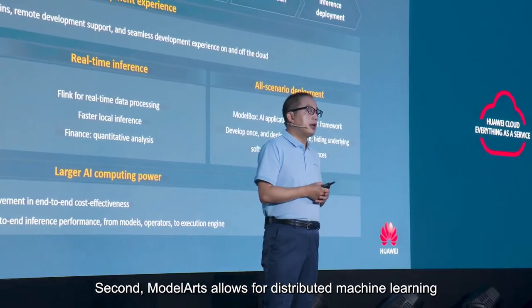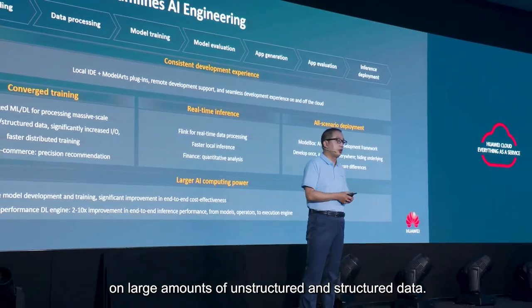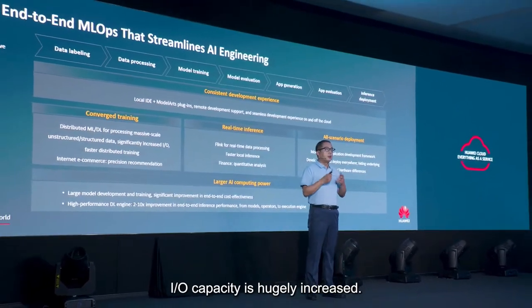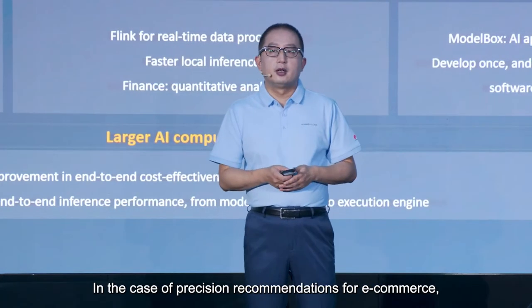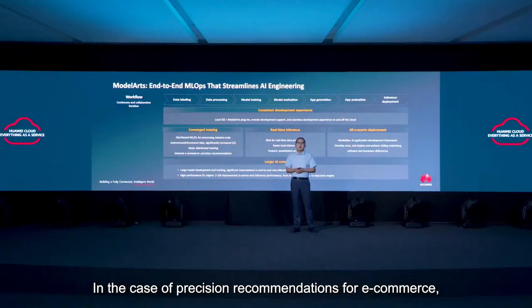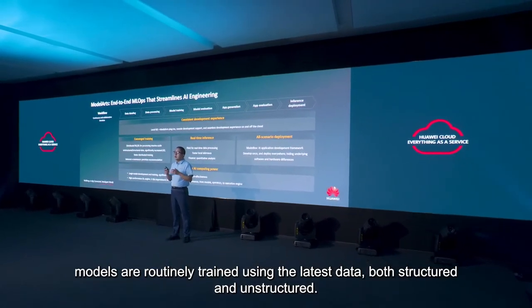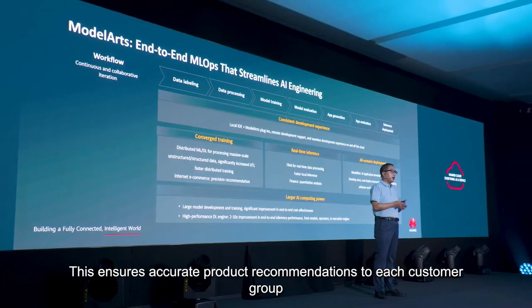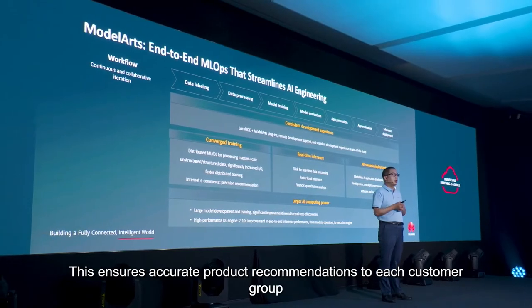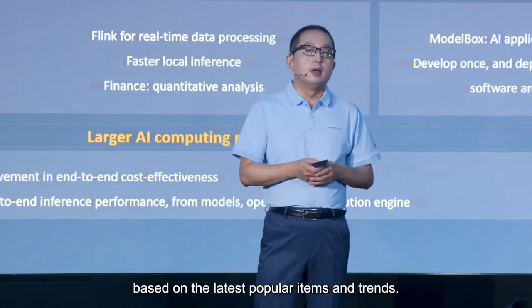Second, ModelArts allows for distributed machine learning on large amounts of unstructured and structured data. I/O capacity is hugely increased. This allows for fast distributed training on hybrid data. In the case of processing recommendations for e-commerce, models are routinely trained using the latest data, both structured and unstructured. This ensures accurate product recommendations to each customer group based on the latest popular items and trends.